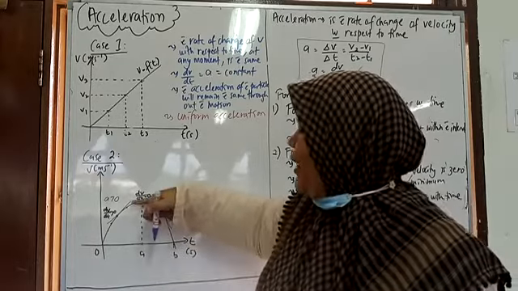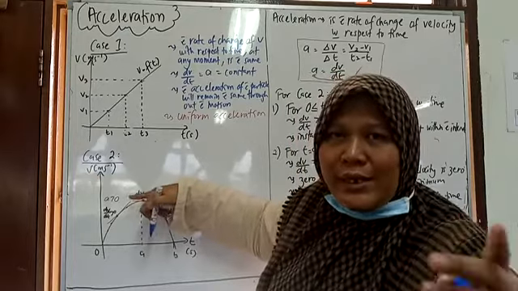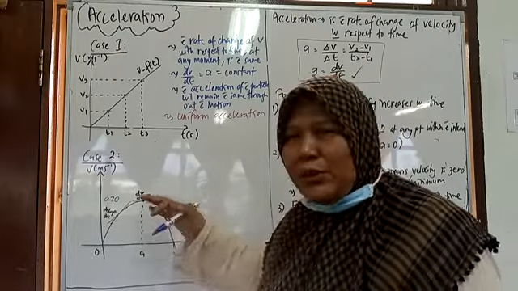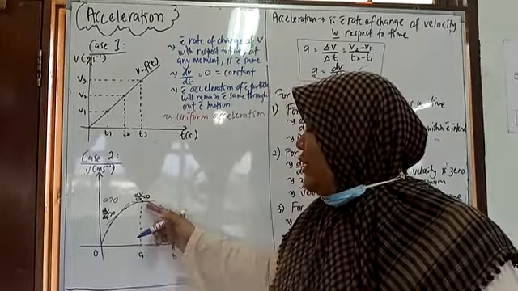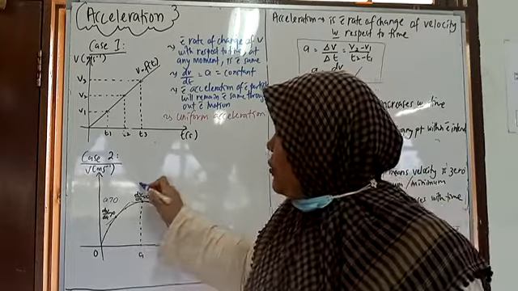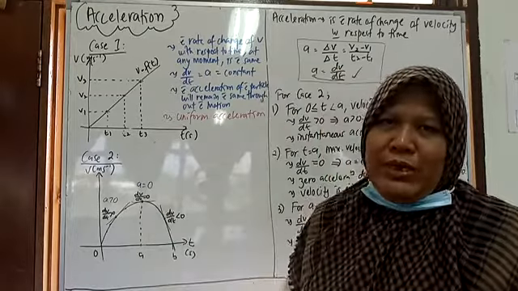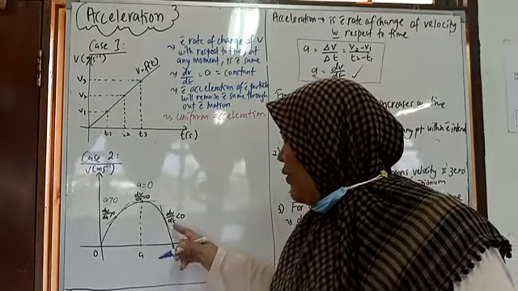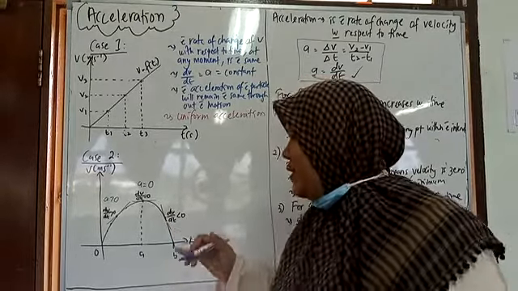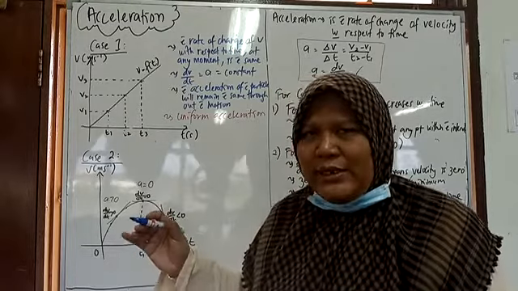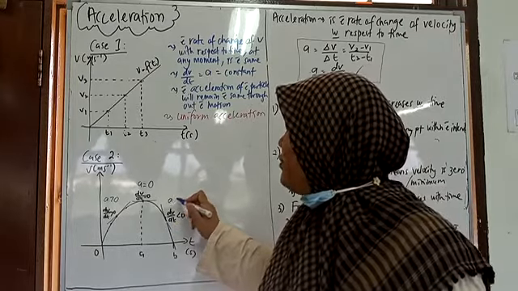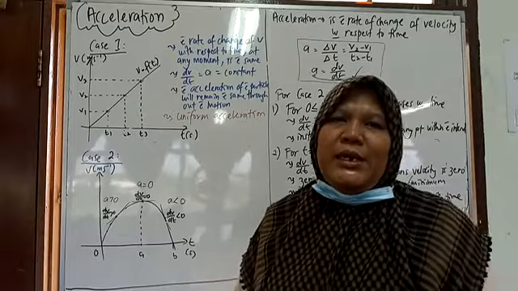Why? Because our tangent line is parallel to the x-axis, in which case the gradient equals 0. So at this time, when t equals a, dv/dt equals 0. So we say that our acceleration will become 0. However, for this point, our tangent line is decreasing, so the gradient must be less than 0. So dv/dt will be less than 0, which means that our acceleration will be negative.